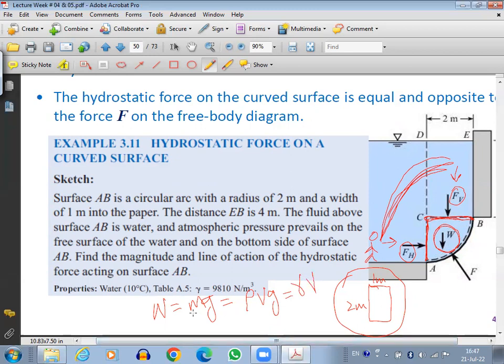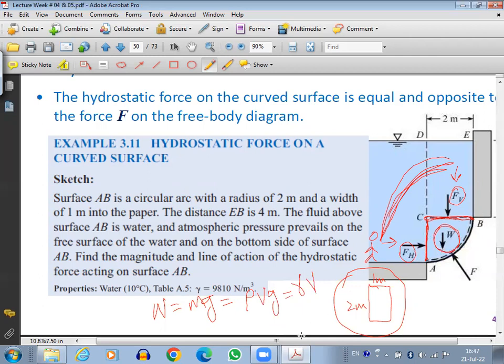Wherever weight is going to come, instead of mg, I'm going to write gamma into volume, and you have to remember it. I don't have to go through this derivation again and again. So weight is equal to mg, which is also equal to gamma into volume. Gamma will be here for the water, and volume will be the volume here. Now how much is this volume? It's basically a quarter circle multiplied by the width into it.